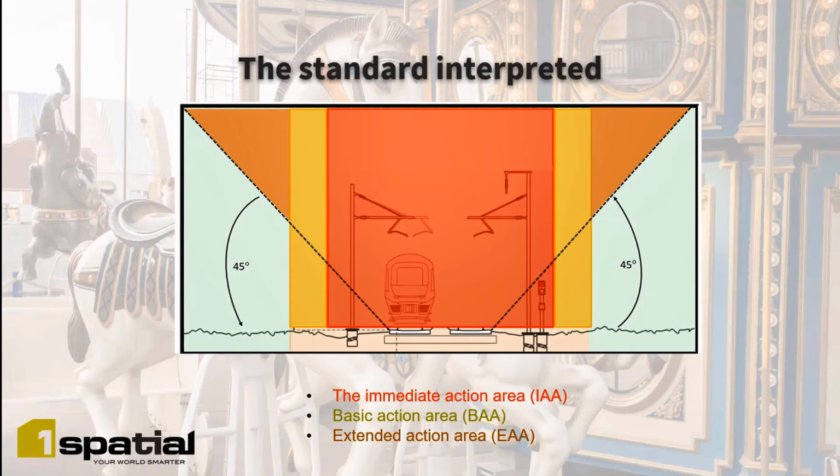Then the basic action area extended up to 6 meters away from that outer rail, and the extended action area extended up to 30 meters away from the outer rail. The extended action area has a 45-degree angle bottom to it. So you draw a line from the outer rail at 45 degrees out to 30 meters away. And only things above that line are encroaching.